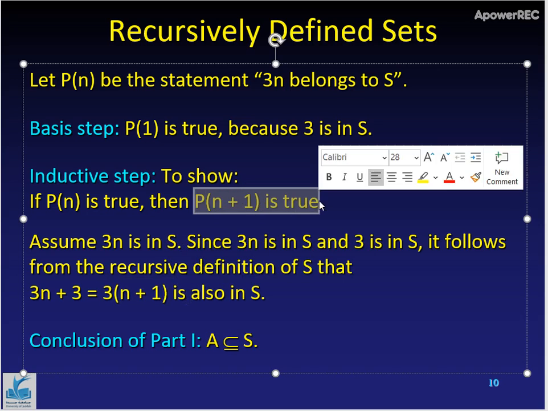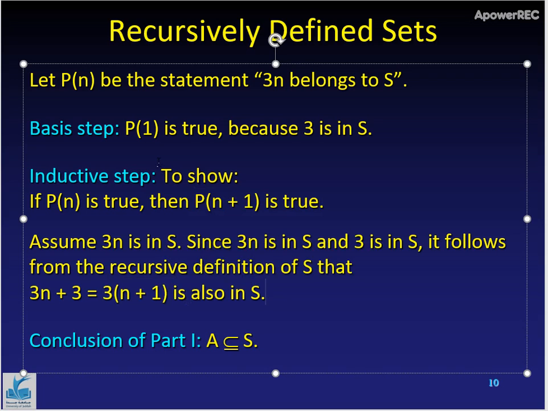Okay, so together this basic step and inductive step help us justify that the set of multiples of 3 is contained in the set S, which was recursively defined.